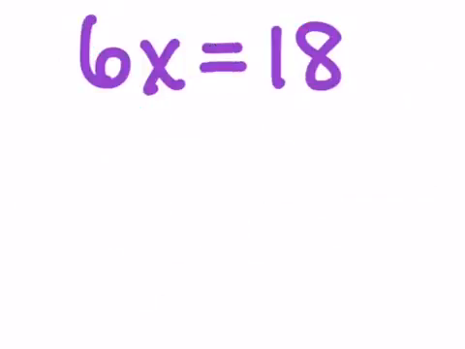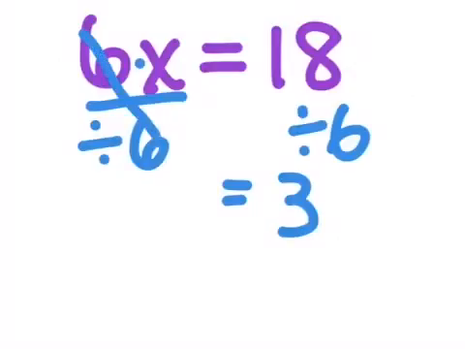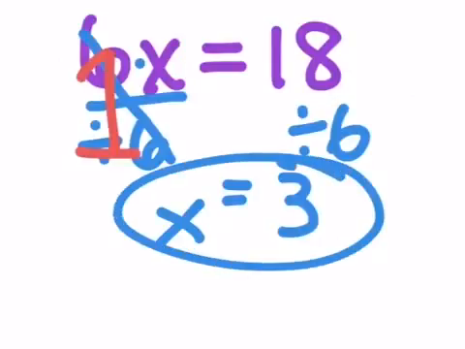All right, so this example has no addition, has no subtraction, but it does have an operation being done. The 6 and the x are next to each other, which means there's an invisible multiplication. What is the opposite of multiplying? It is dividing. So I'm going to divide both sides by 6. When I do that, 18 divided by 6 gives me 3, and 6 divided by 6 gives me the giant 1, and 1 times x gives me x. So my answer is x equals 3.